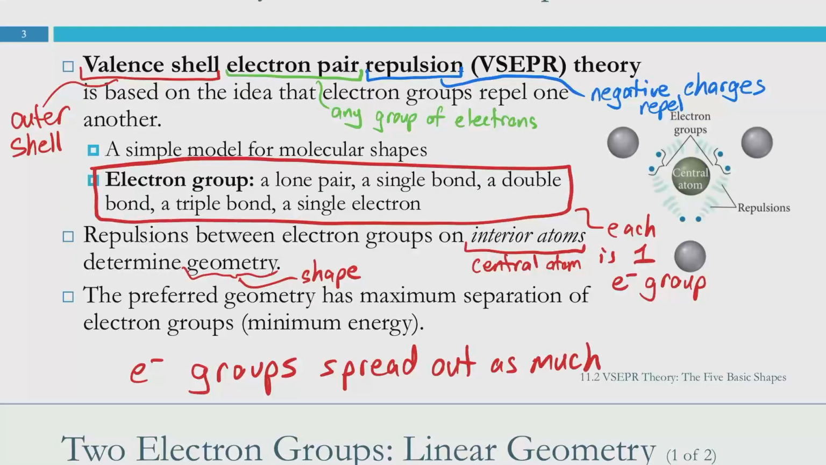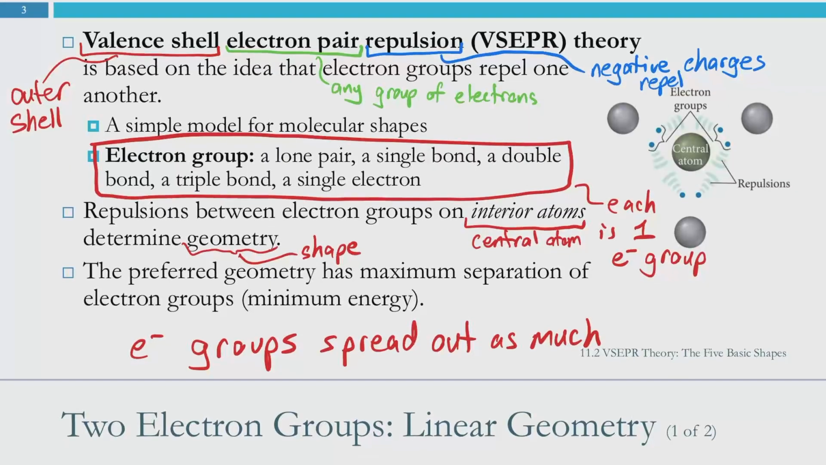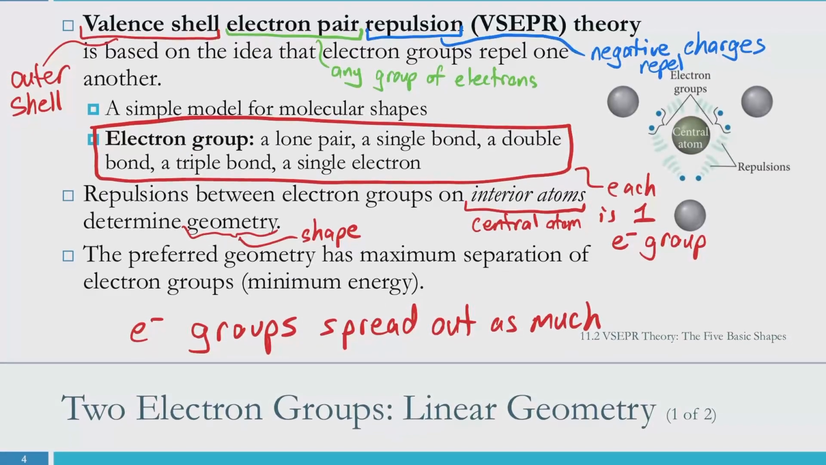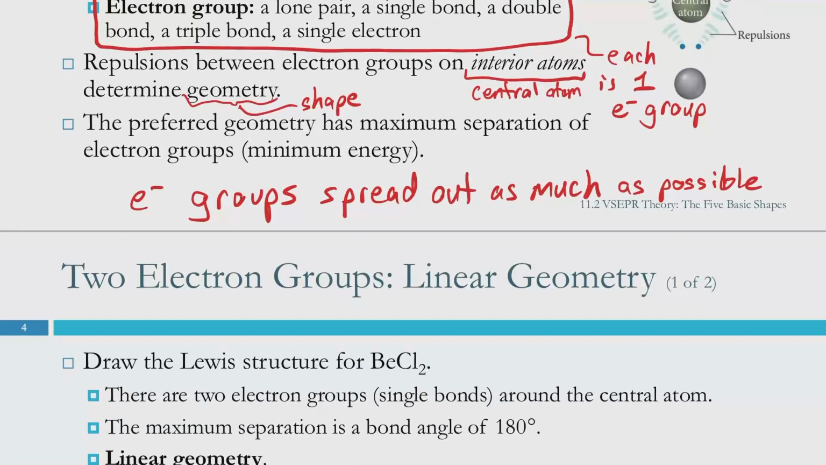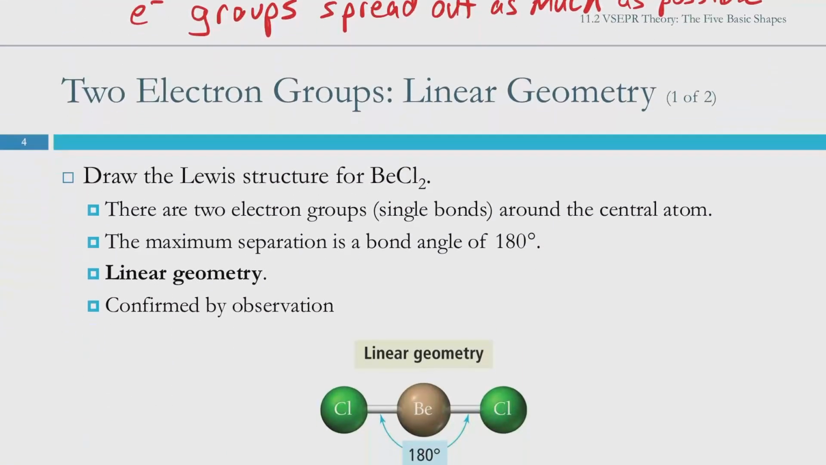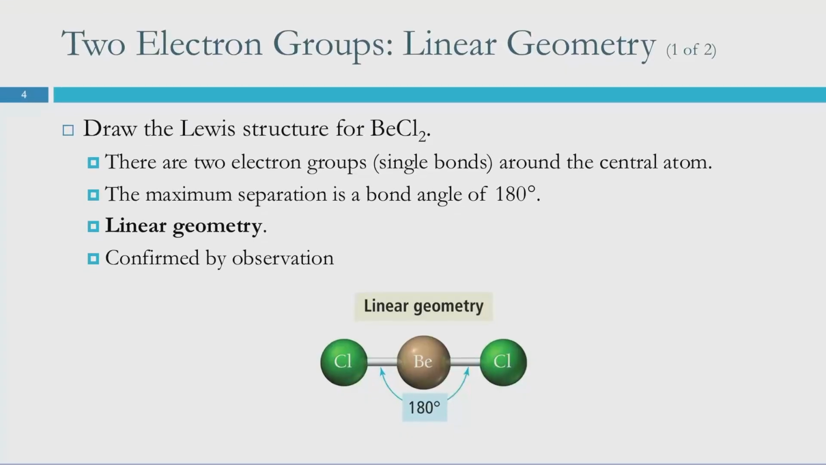And there are some shapes that we're going to learn. There's some names of shapes that we're going to learn. So we've got that to look forward to. You probably have learned all of these shapes depending on what chemistry you've taken before. Okay, our first shape, our first group. If you've got two electron groups, then you get a linear geometry.